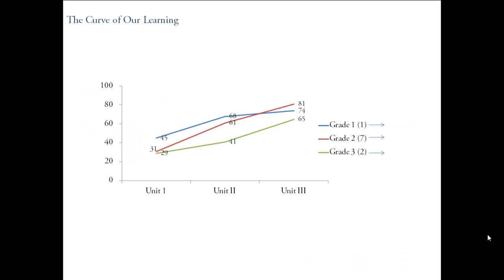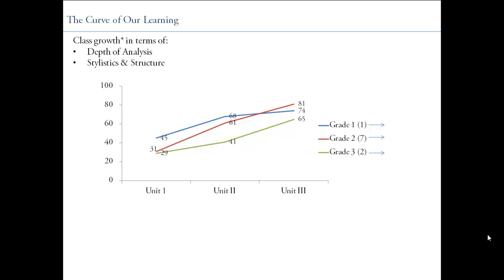So I've created this graph with the help of the Academic Research Center at UMass, where we record the class growth in terms of the depth of analysis, stylistics and structure, and connectivity, being able to form connections intrinsically and extrinsically. So what do these parameters mean?